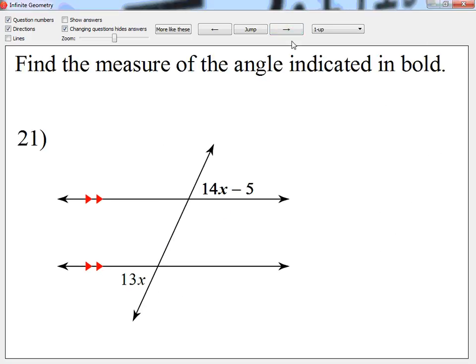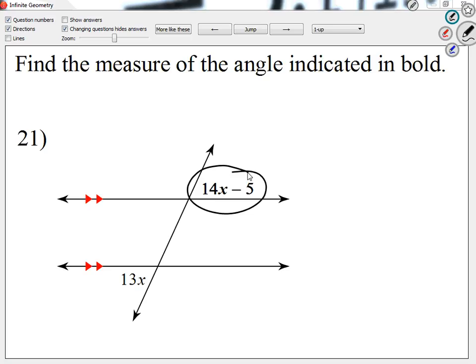Find the measure of each angle indicated in bold. And I see the darkest we see is 14x minus 5. That's the darkest of the two. So we have to find out how big is that angle. And it would be nice if I knew what x was, because I can just plug it in: 14 times x minus 5. Since we don't know what x is, let me solve for x.